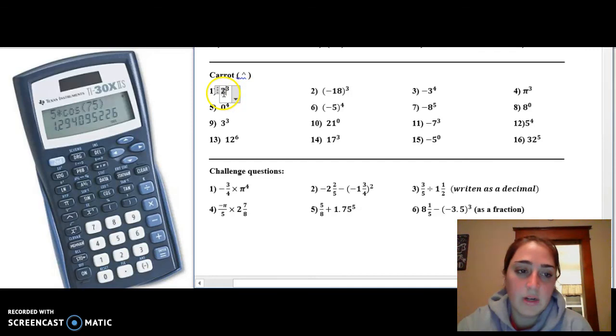So we're going to use this key right here. It looks like the caret you talked about in ELA. So 2 caret 3, enter. And that's all you're doing for all of these. 2 caret whatever number. So negative 18 caret 3, and that's it.